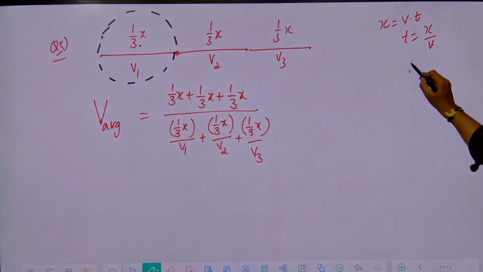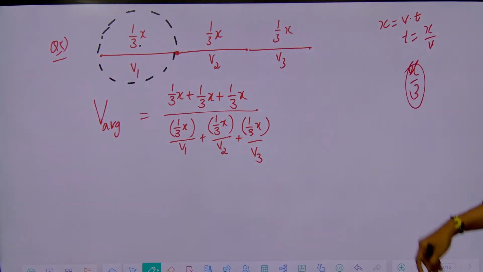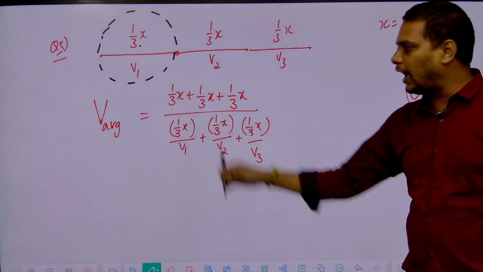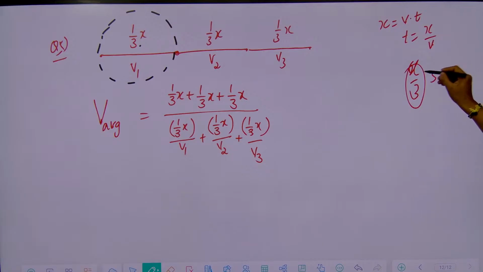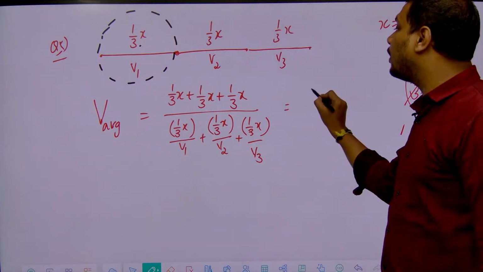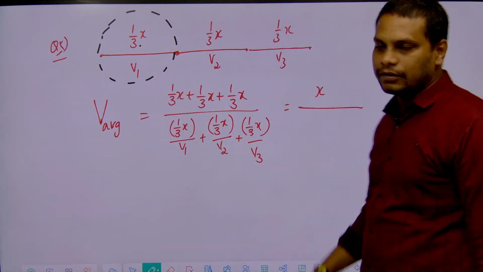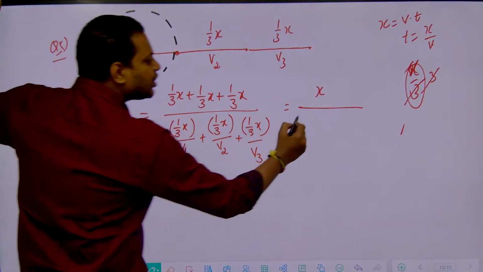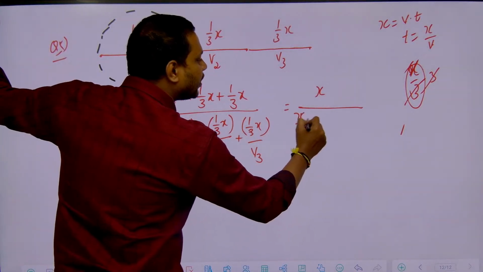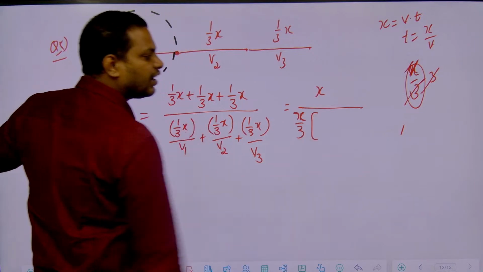Take x/3 as one apple. Are you clear? Think of x/3 as one apple. Apple plus apple plus apple, 3 apples. So 3 apples, and the value of one apple is x/3. Cancel x/3 and 3x. So what is this value? x. Is this understood? Now look here, what can we take out as common from these three? x/3.